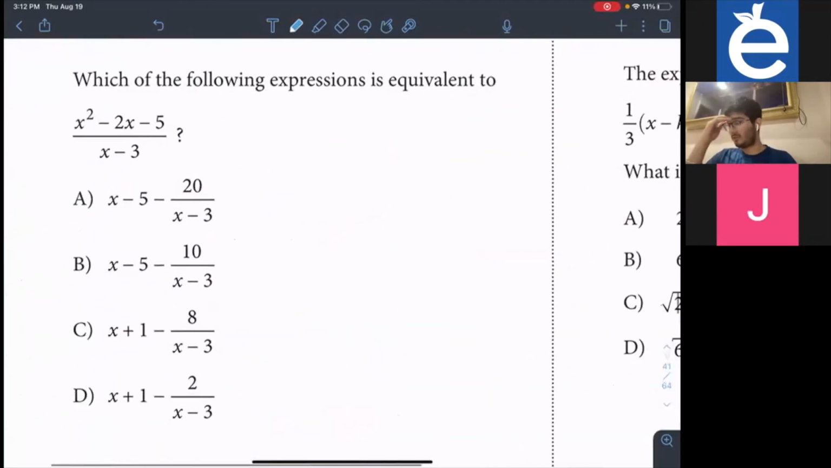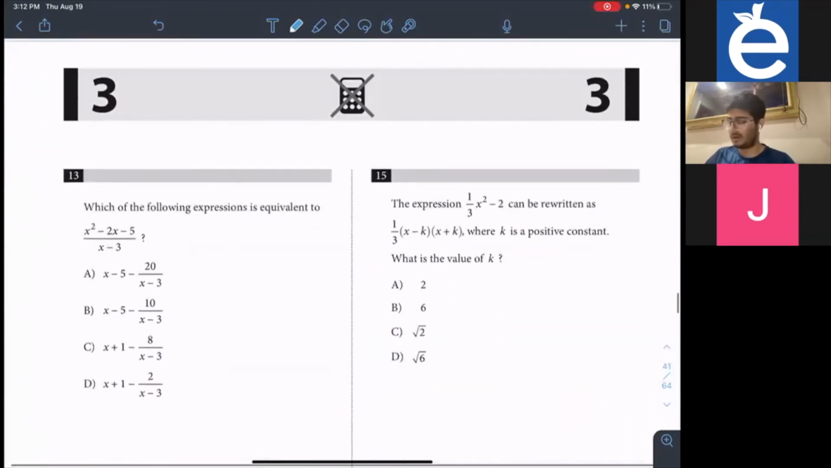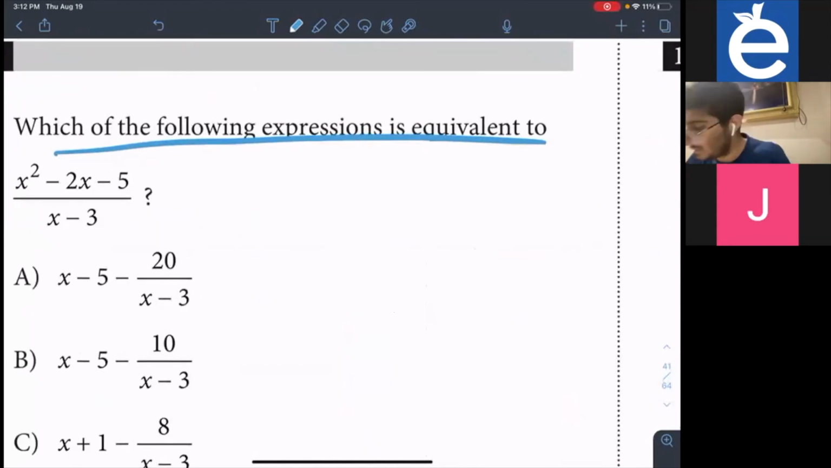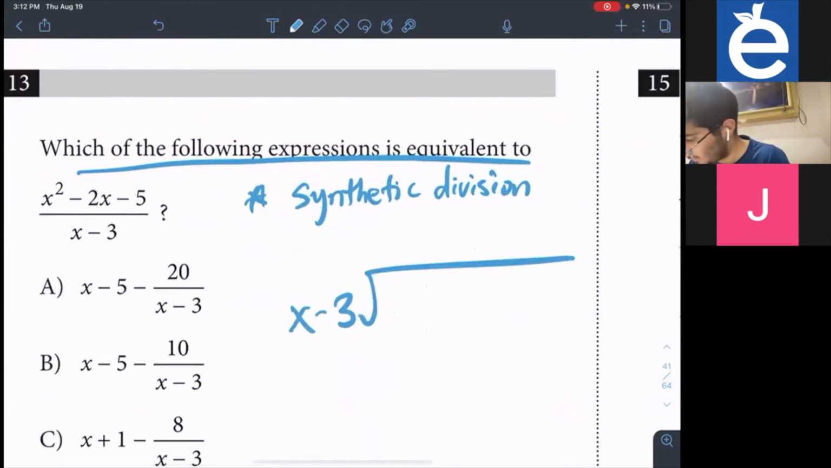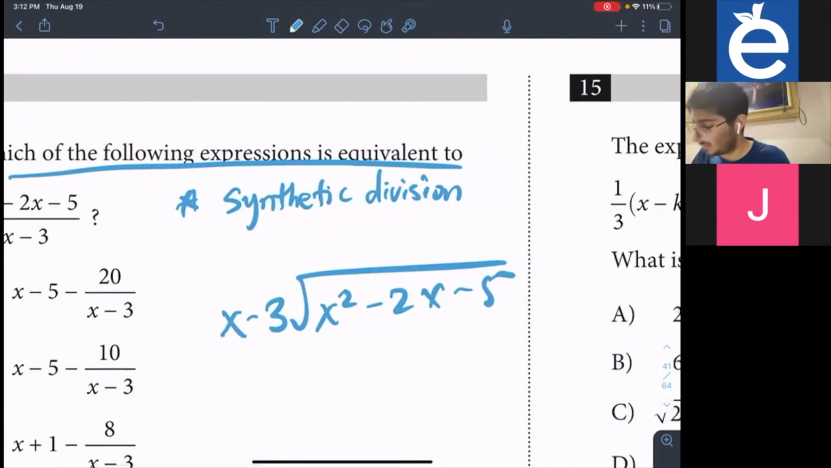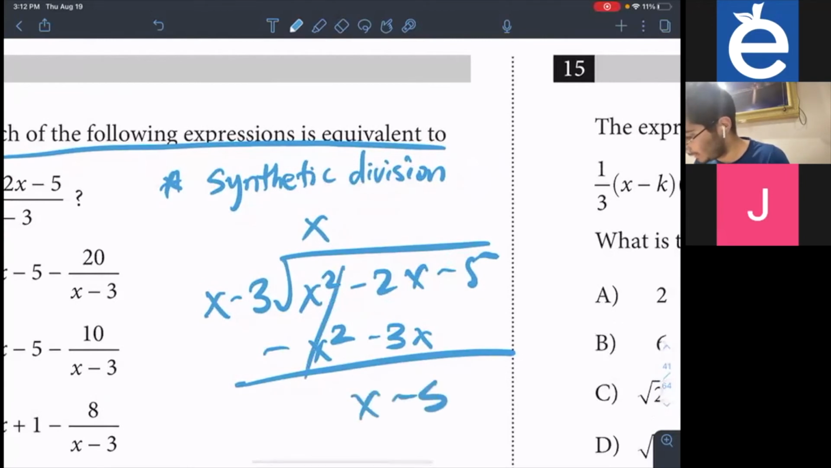Question 13. Which of the following expressions is equivalent to (x squared minus 2x minus 5) over (x minus 3)? So this is a synthetic division problem. We have x squared minus 2x minus 5. How many times does x go? x squared divided by x is just x. Then you get x squared minus 3x, and then you subtract it, so it becomes positive, it becomes x minus 5.